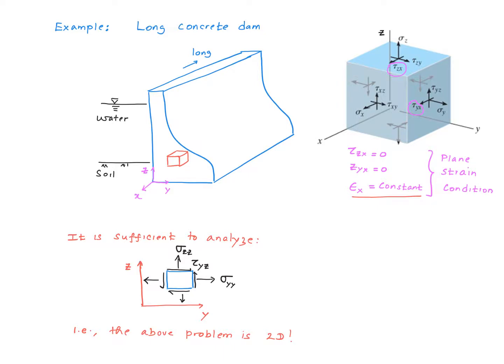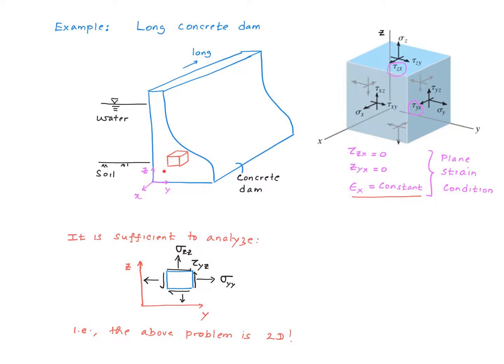Here's an example of a plane strain problem. We have a concrete dam that is very long in this direction, but it has the same cross-section throughout in the x direction. Typically, the dam will be fixed over here through some kind of abutment, and similarly on the other side. So when you have something like this, the plane strain condition is a pretty good approximation. The shear stresses on the YZ plane can be neglected, and the strain in the x direction can be assumed to be a constant.